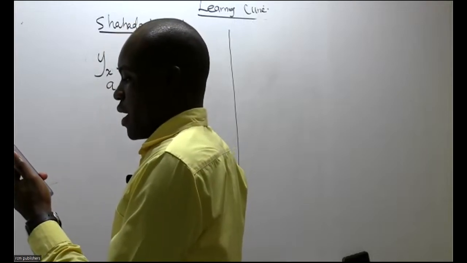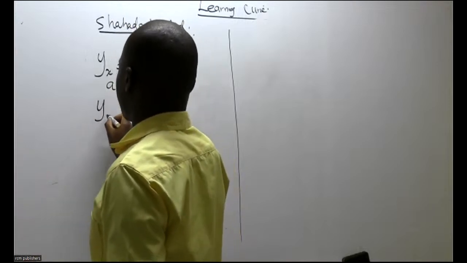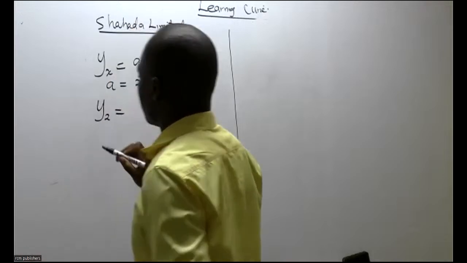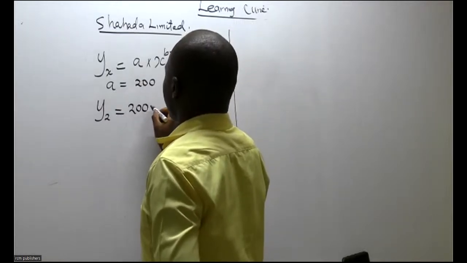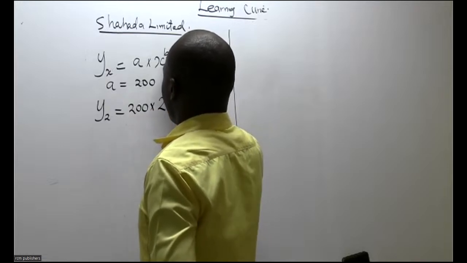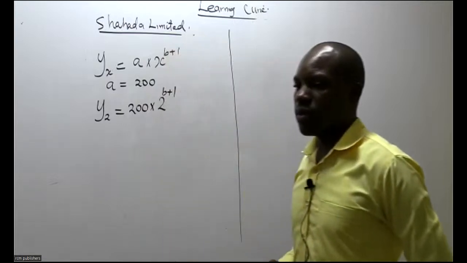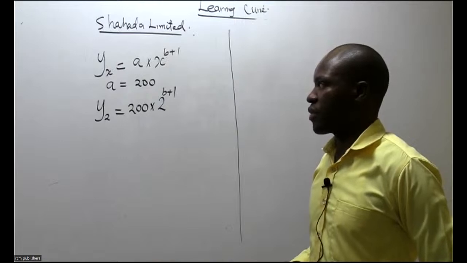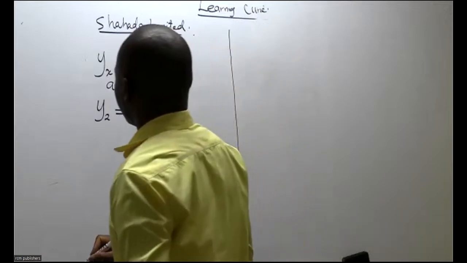Then, another thing that you have been given there, time taken to produce the first 2 units. Time taken to produce the first 2 units, that is Y of the first 2, is equivalent to A, which is 200, times X, our X is 2, raised power B plus 1. That's what we have there.